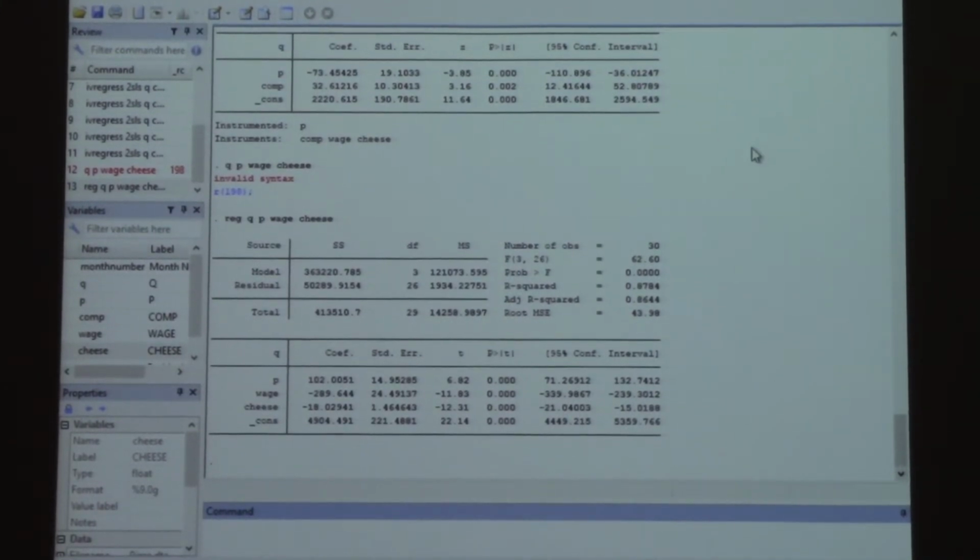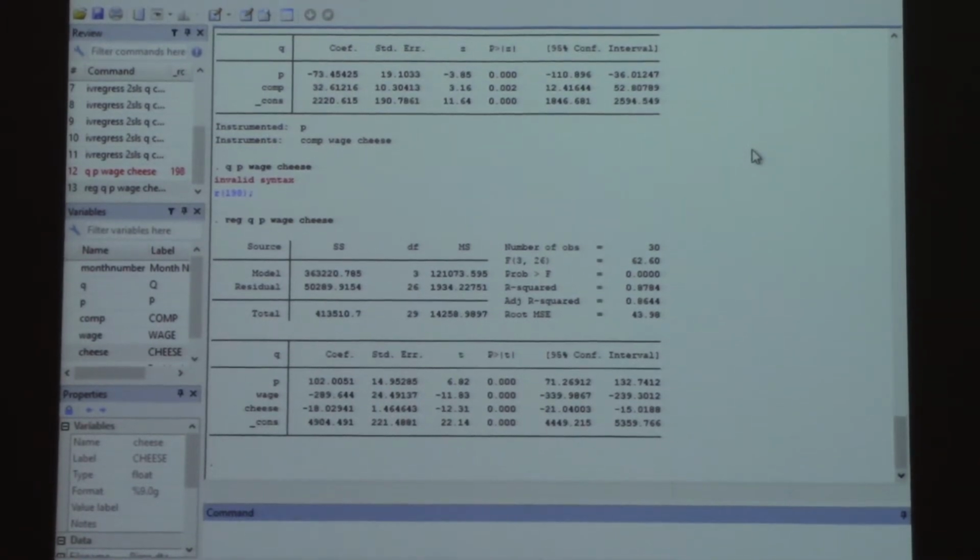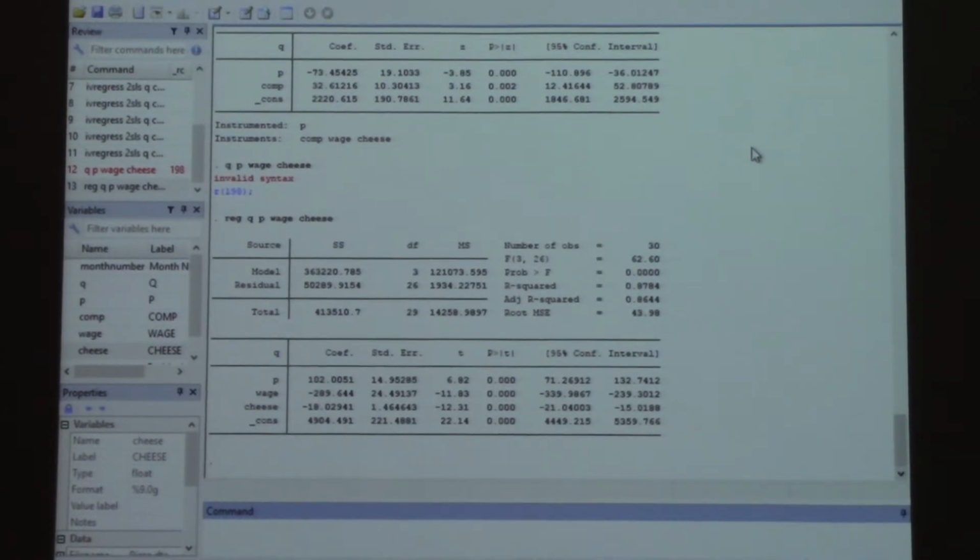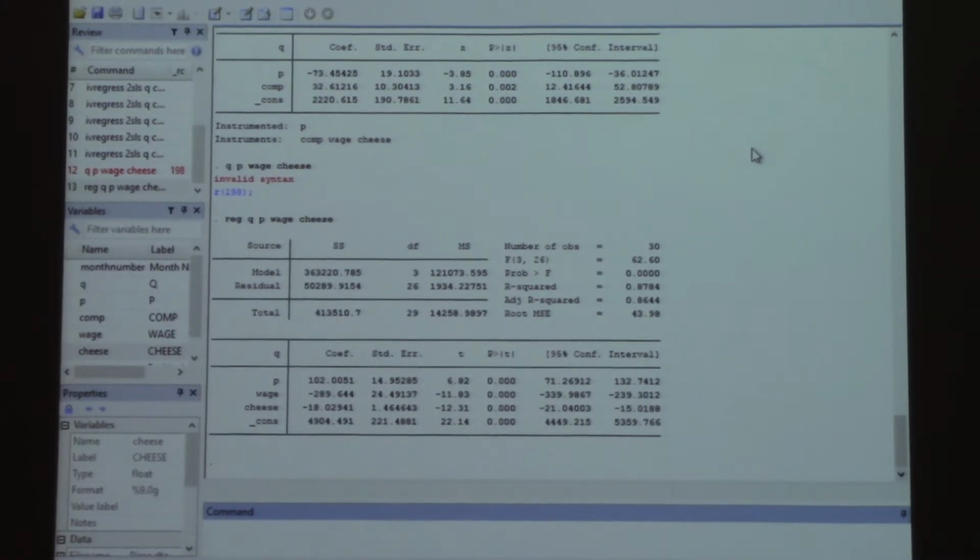Supply is upward sloping. You get a positive coefficient. That's probably pretty good. Everything here is reasonable. Price is positive for supply. It should be positive. So wage is negative. As wages go up, we're going to supply fewer pizzas, which makes sense. It's going to shift back. And as the price of cheese goes up, it's going to shift the supply curve back also. So both of those are negative. Everything looks fine. Everything looks reasonable.